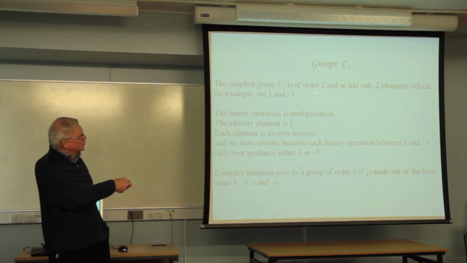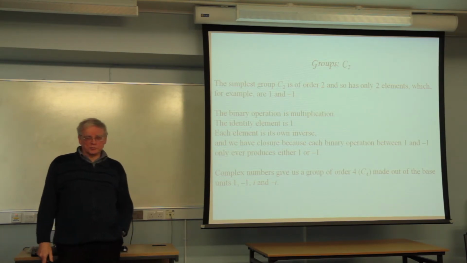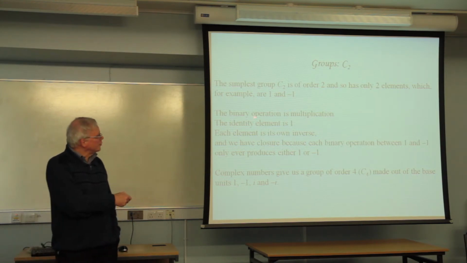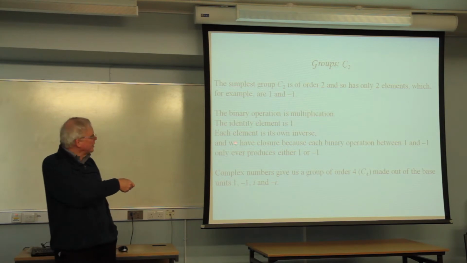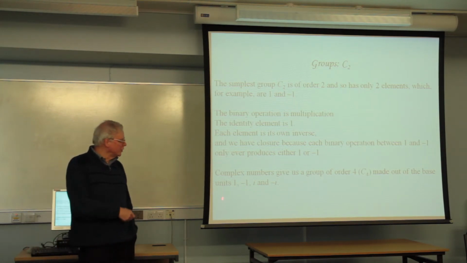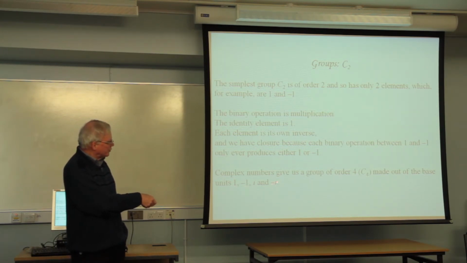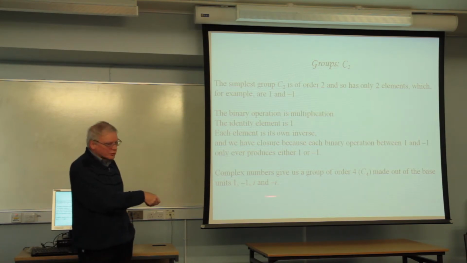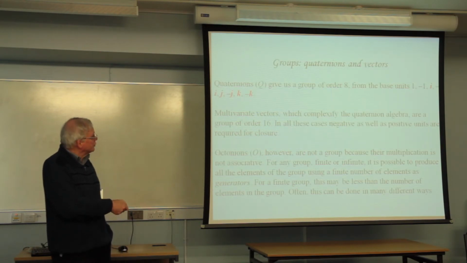This is the simplest group, C2. Order 2 has two elements. For example, plus and minus 1. Binary operation is multiplication, identity element is 1, each element is its own inverse, and we have closure because whatever binary operation we do, we only get 1 or minus 1. So that's a good example of a group. Complex numbers are another group. There's a group of order 4 called C4, made out of the base units 1, minus 1, i, and minus i. And you can work through that and see that it obeys these rules. It's a good example to work through.